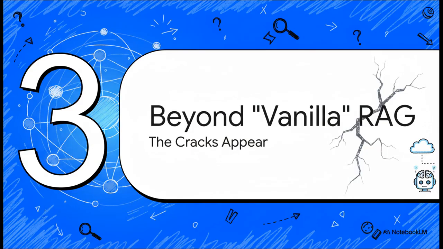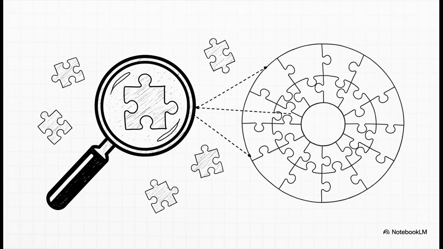But while vanilla RAG was a total game changer, its simplicity turned out to be its biggest weakness. As people started asking more and more complex questions, the cracks in this simple approach really started to show. The biggest issue is what's known as the local window problem. Imagine you ask a question like, how did our company's marketing strategy in Europe affect our sales in Asia? Vanilla RAG might find a doc about the European strategy, and it might find another one about Asian sales, but it can't see the relationship between them. It just sees these isolated puzzle pieces, and it completely misses the bigger picture.